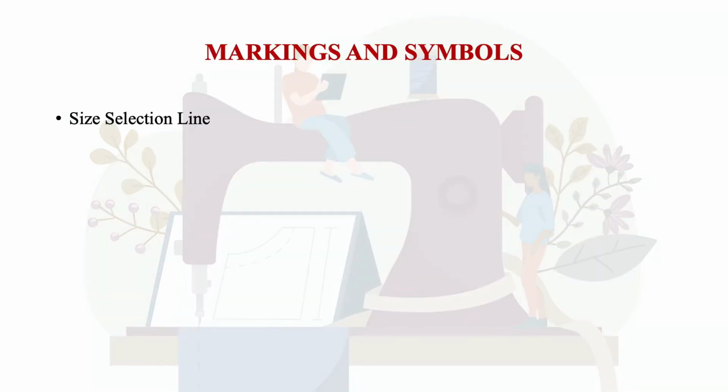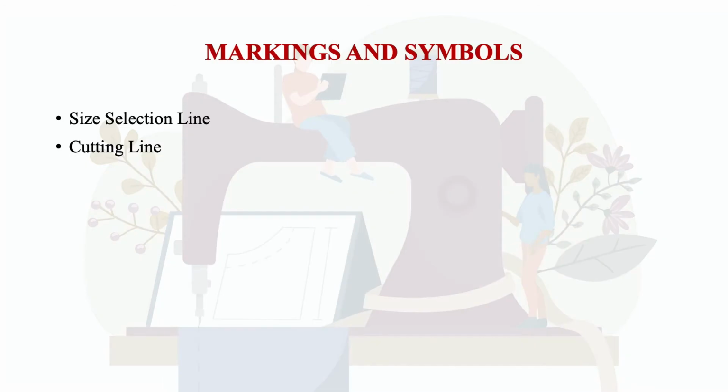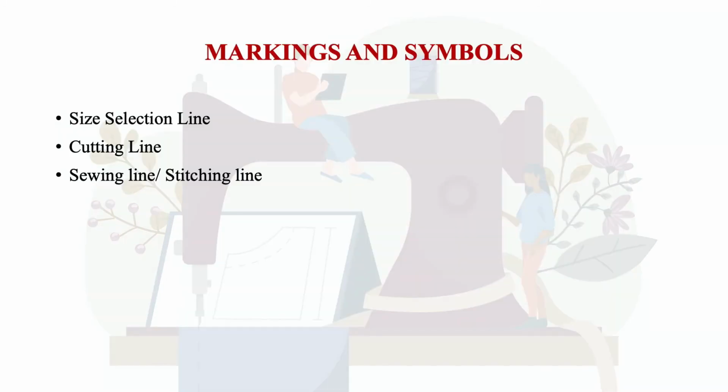First is the size selection line, which shows which size we want for this particular pattern. Then we have the cutting lines. If you see a pattern image, there is one cutting line and there is one stitching line. The stitching line is marked with dotted lines, and the cutting line is shown with broken lines with the mark of a scissor. It is very clear from that symbol that this is the cutting line and this is the sewing line. Then we have the sewing line, as we discussed.